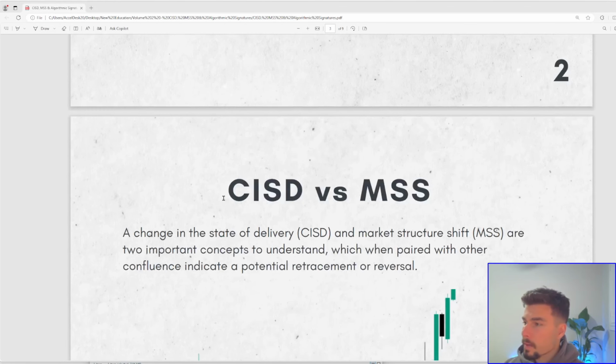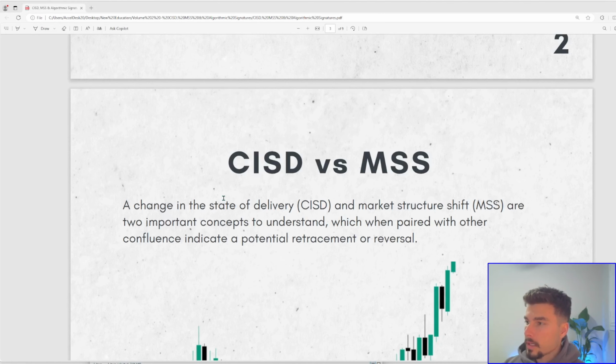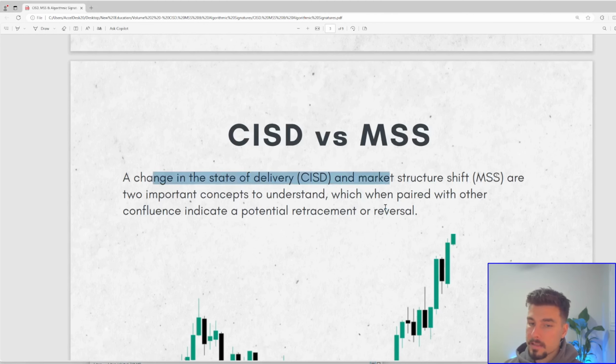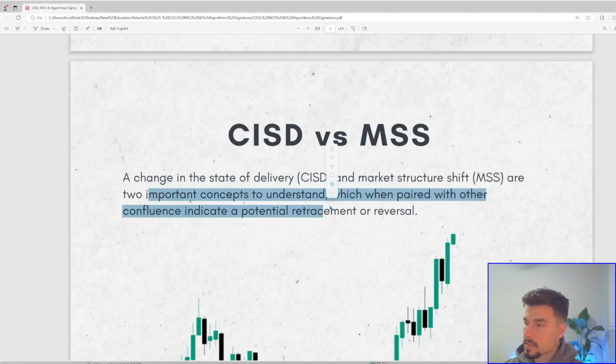Now, a lot of people ask me, what's the difference, Ruben, between a CISD and a market structure shift? What are the high probability versions of each of these two, and how do you identify that in the market? Both these things, just so you know, are important concepts to understand.